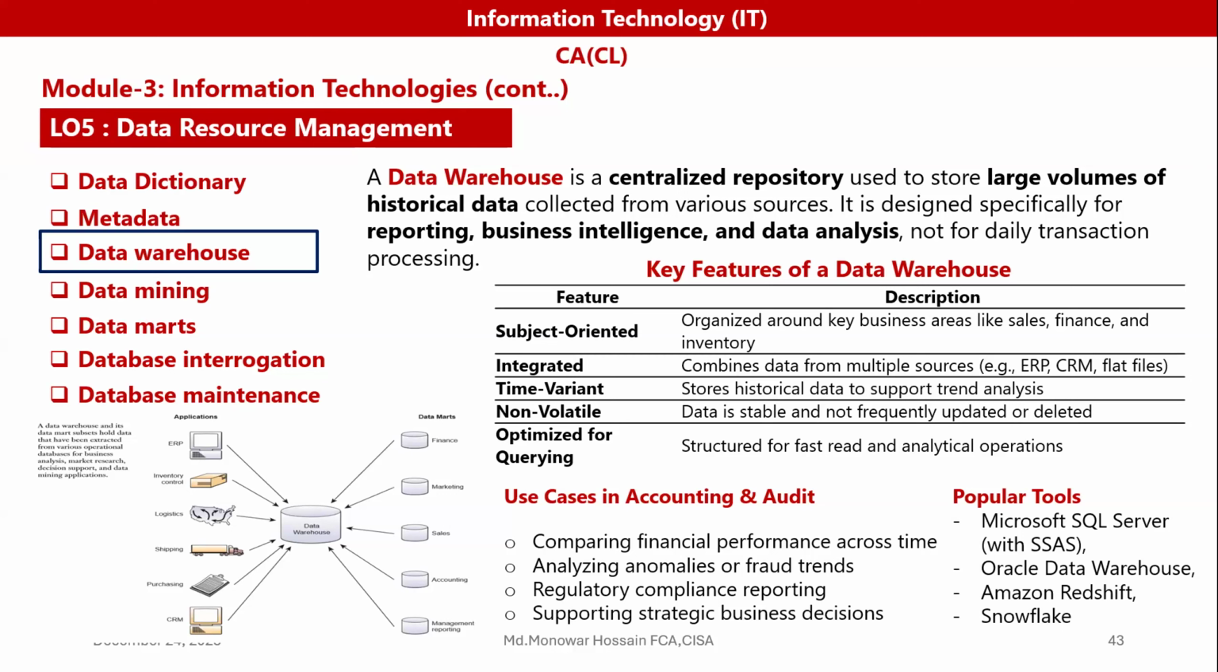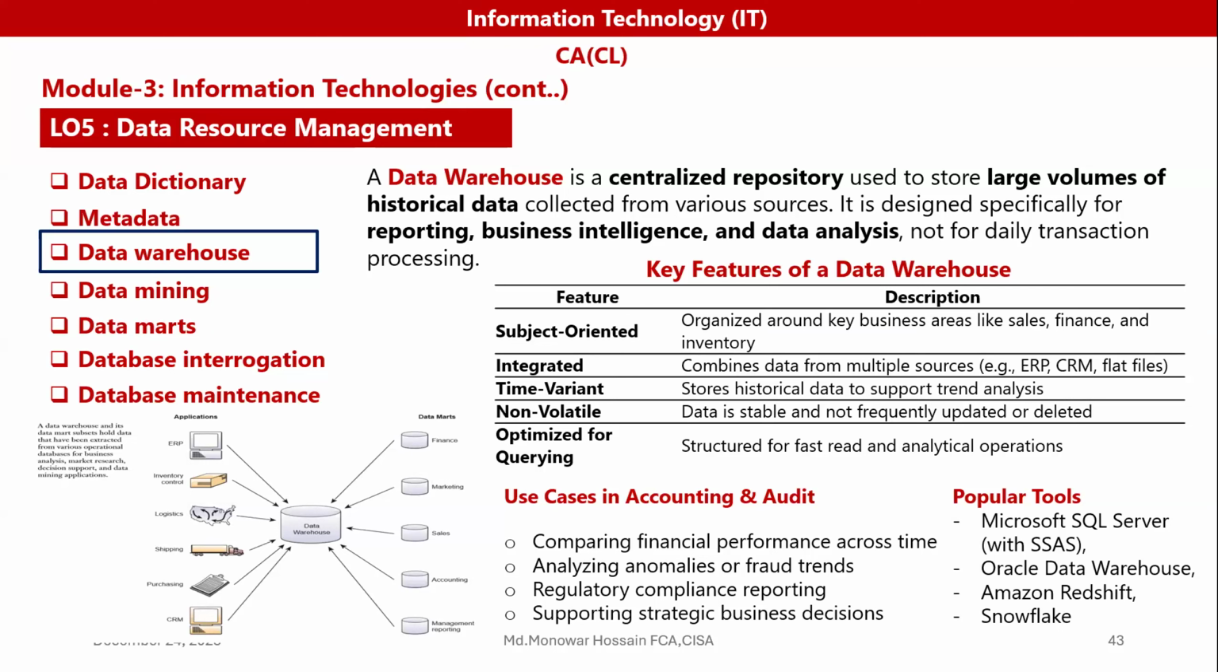Optimized for query, because it is structured for fast, ready-to-analyze operations. We know it is designed specifically for reporting, business intelligence, and data analysis, not for daily transaction purposes. So data warehouse data is used for a specific purpose: reporting, business intelligence, and data analysis, not daily transactions. And the popular tools are Microsoft SQL Server, Oracle Data Warehouse, and Amazon Redshift, etc.